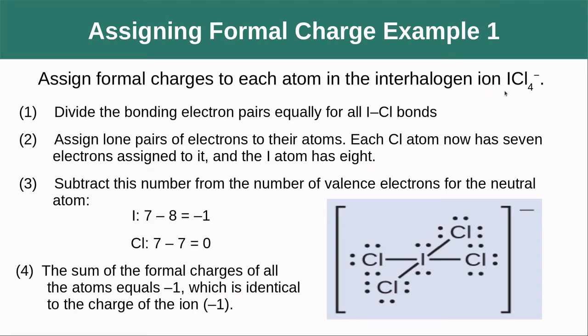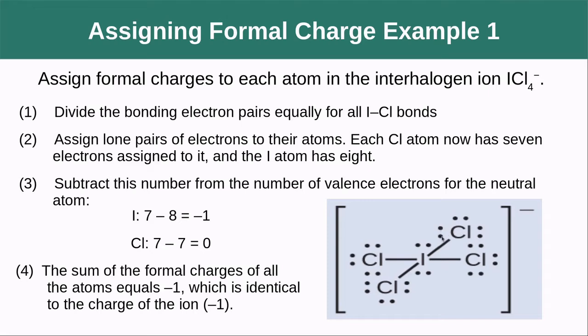We're going to start off by taking iodine because it's the one that's different than the others, right? We're going to put it in the center. That's our central atom. We're going to draw a bond to each of the 4 chlorines, okay? Then we're going to start to divide the bonding. Then we're going to start to assign the lone pairs of electrons to their atoms. Each chlorine atom now has 7 electrons assigned to it, and the iodine has 8. Okay, so we're trying to get octets here.